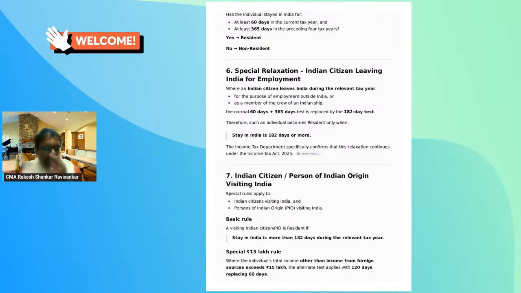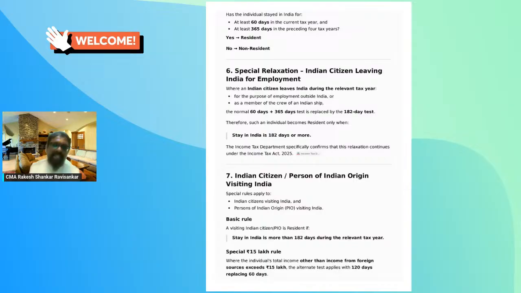Why Indian citizens visiting India? So Indian citizens are residing abroad in a country, maybe for their PR or maybe for the country citizenship, they are residing there. They are visiting India, or persons of Indian origin. So we call them as PIO. They have a PIO card. When they visit India, their stay should be in India for 182 days or more.